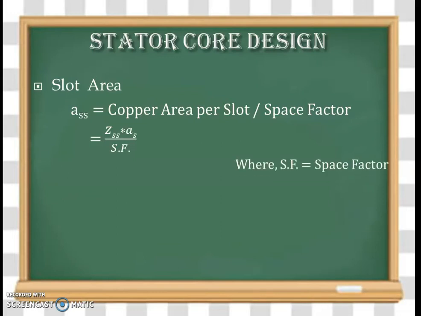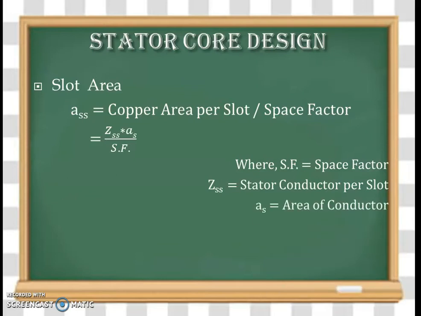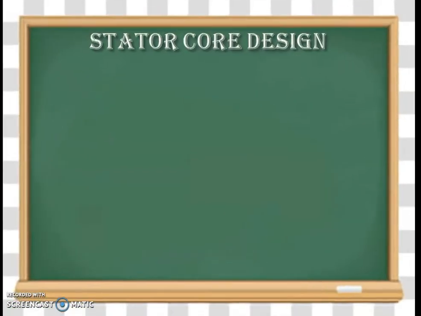Space factor we normally take in between 0.25 to 0.4, depending upon the size of the motor and the voltage rating of the machine. Z_ss, that is stator conductors per slot. A_s, that is area of conductor. So this way we can decide the slot area. But after estimating slot area, our next step is to decide the slot dimension.